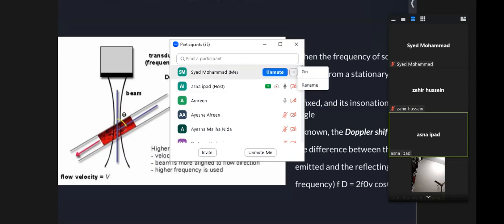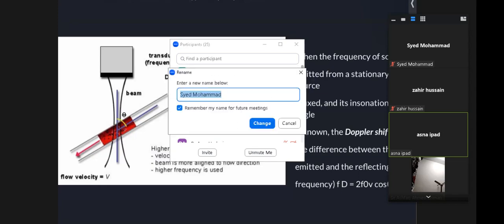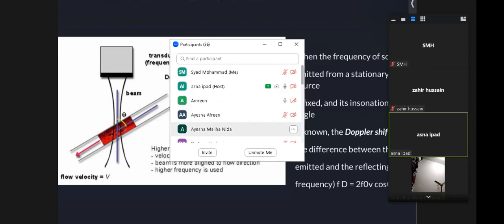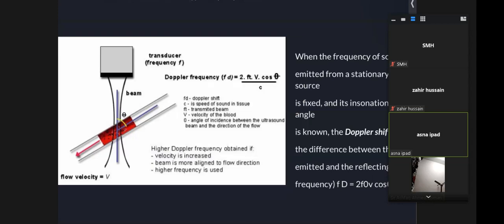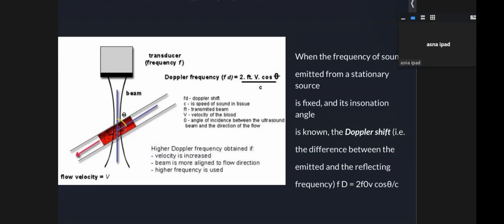You can see a very tough physics formula, but you don't have to learn it. You just need to know the concept behind it. When the frequency of the emitted sound from a stationary source, which is our transducer, is fixed, like we're using a linear probe with a fixed frequency like 12 megahertz, or a curvilinear probe with a fixed frequency of 3 or 4 megahertz, and its inclination angle is known.